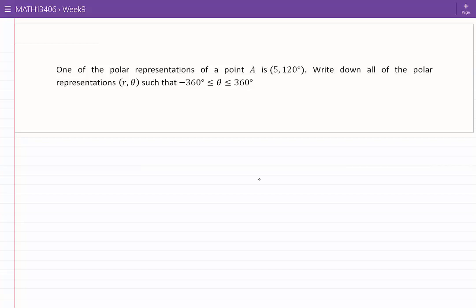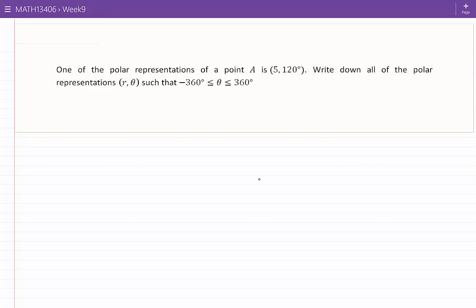One of the polar representations of a point A is 5 and 120 degrees. Write down all of the polar representations r and theta such that theta is between minus 360 degrees and 360 degrees. In this question, we want to study the different representations of a single point in polar coordinates.